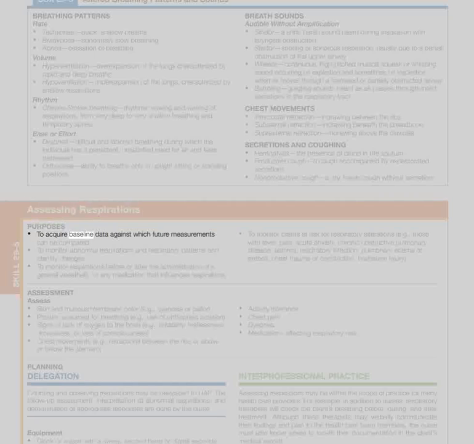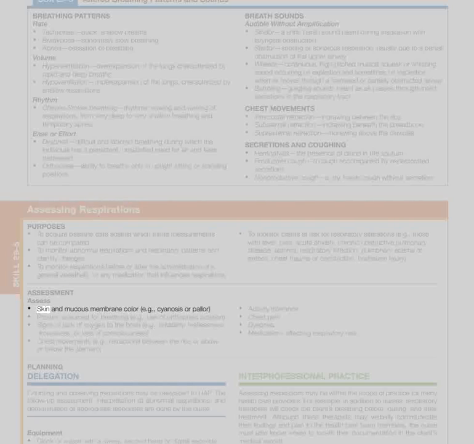Purposes: to acquire baseline data against which future measurements can be compared; to monitor abnormal respirations and respiratory patterns and identify changes; to monitor respirations before or after the administration of a general anesthetic or any medication that influences respirations; to monitor clients at risk for respiratory alterations, for example, those with fever, pain, acute anxiety, chronic obstructive pulmonary disease, asthma, respiratory infection, pulmonary edema or emboli, chest trauma or constriction, brainstem injury.